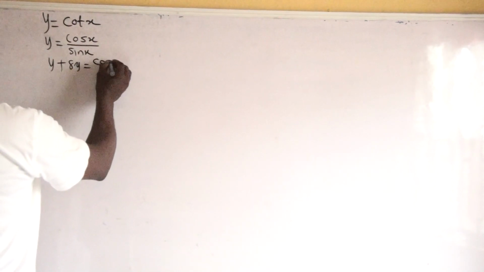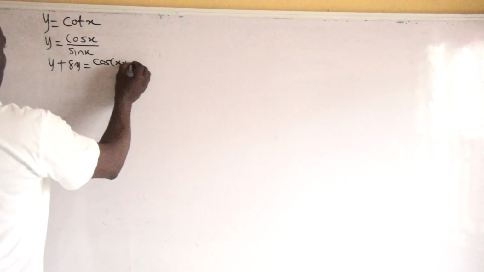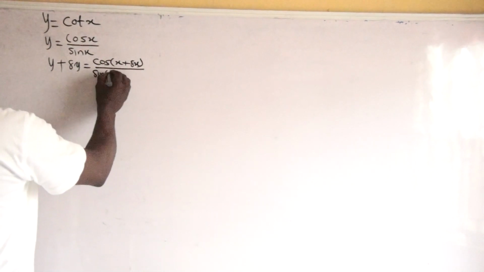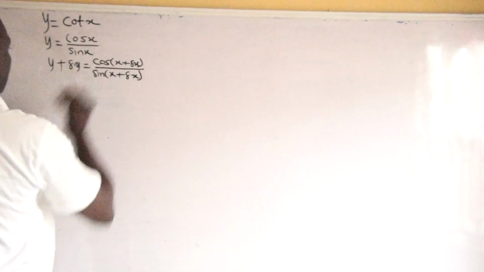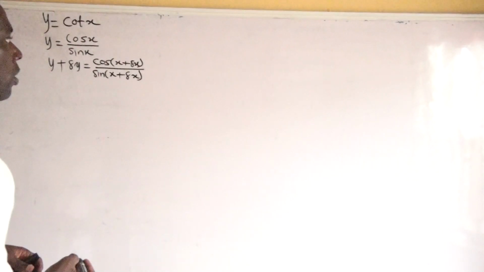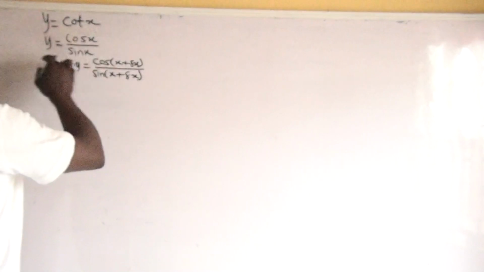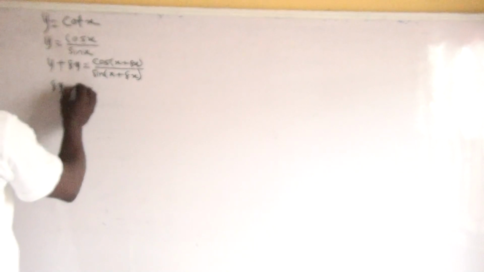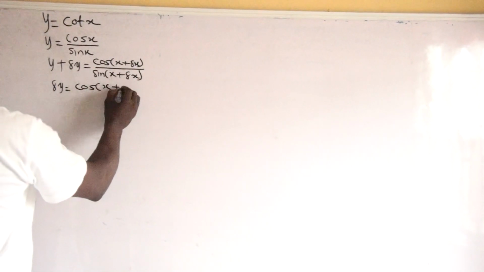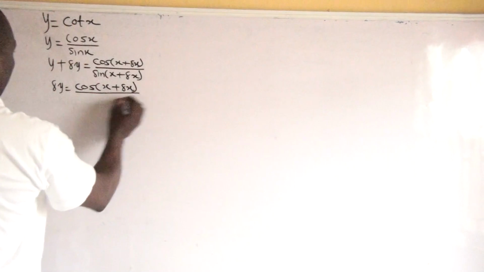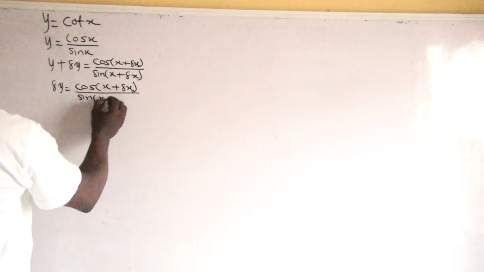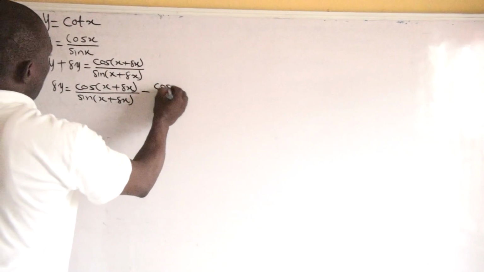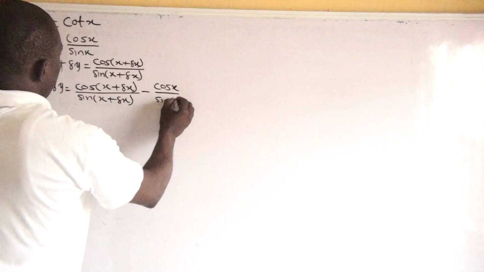And we know that from our first principle, y becomes y plus delta y, and here our cos x becomes cos(x plus delta x) at the numerator, and at the denominator it becomes sine(x plus delta x). We move y this way, and we know that y is already cos x over sine x. So delta y becomes cos(x plus delta x) divided by sine(x plus delta x), minus y, and y is cos x over sine x.